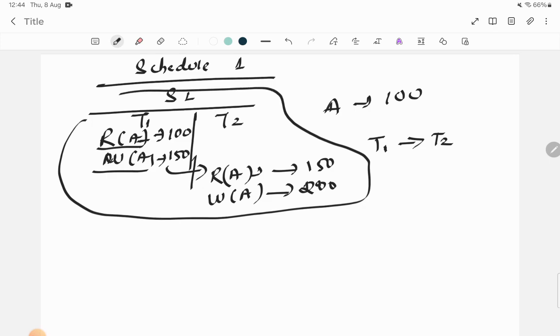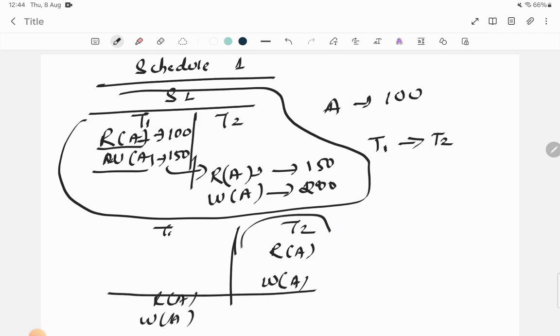Similarly we can swap this. For example, if T2 is here and T1 is here, it doesn't matter which transaction takes place first. So if this type of transaction is there, RA, WA, and here it is RA and WA, is there any problem? No, because after T2 occurs, then only T1 will occur. So we will write this as T2 occurs, after that T1 occurs. Okay, so this is an example of a serial schedule.